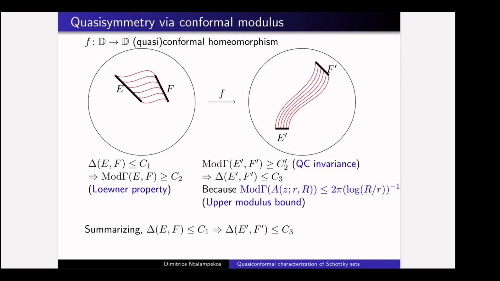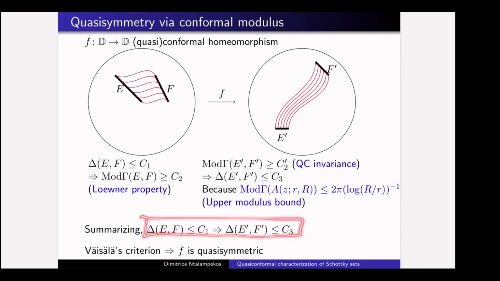The proof of this implication uses 3 ingredients. First, the Loevner property. Second, the quasi-conformal invariance of modulus. And third, an upper modulus bound for annuli. Now, once we have this implication, we can use a well-known criterion of Väisälä, which implies that F is quasi-symmetric after we normalize it appropriately. There are some normalizations. I'm hiding a few details under the rug, but this is what we have to go for. All right, so in the case of the disk, everything works nicely.